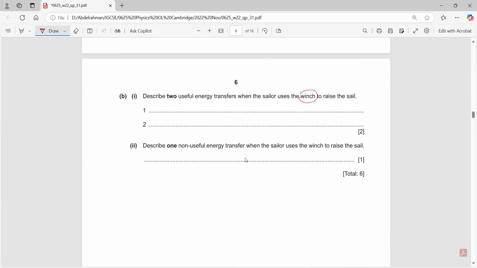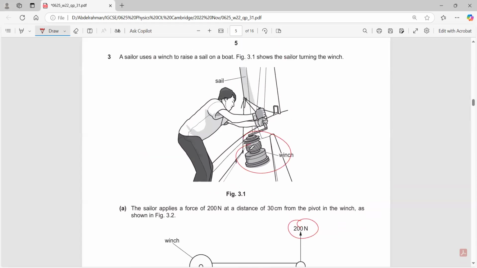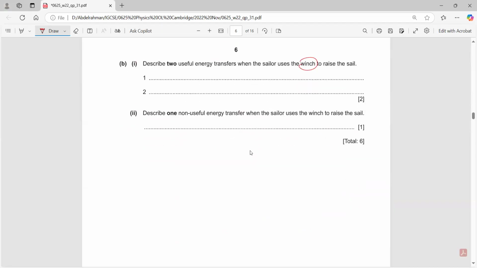A winch is this device which can help him raise the sail easily. It's a device which uses the effect of the moment. So chemical to kinetic, and then you can say kinetic energy to gravitational potential energy.